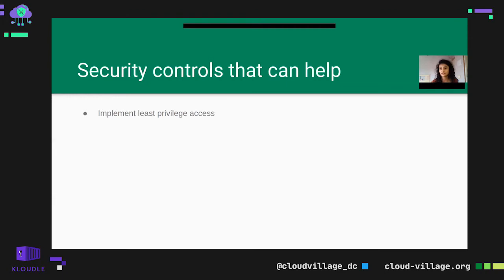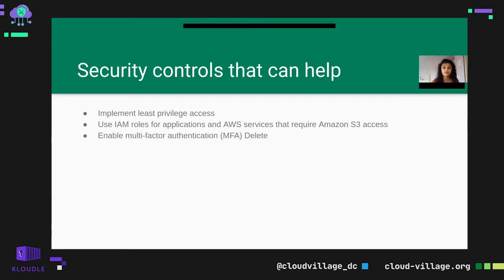Implement least privilege access. Don't allow any authenticated user or any public user to have access to your S3 bucket. Use IAM roles for applications and AWS services that require Amazon S3 access. Then enable multi-factor authentication, at least for the delete operation. So even if the attacker gets the credentials, he might not be able to delete your bucket. He can only get the data, so the availability part will not be compromised.